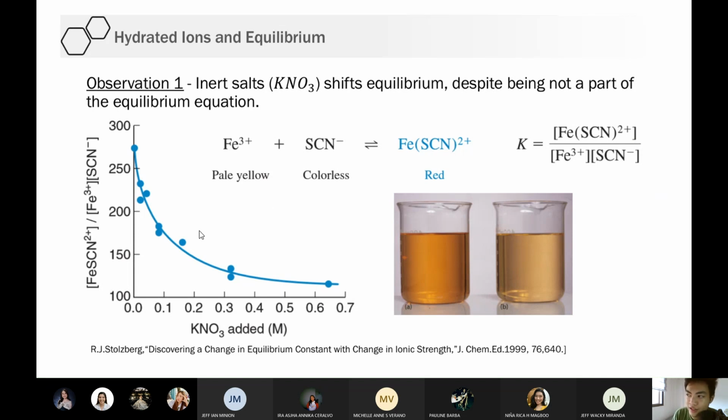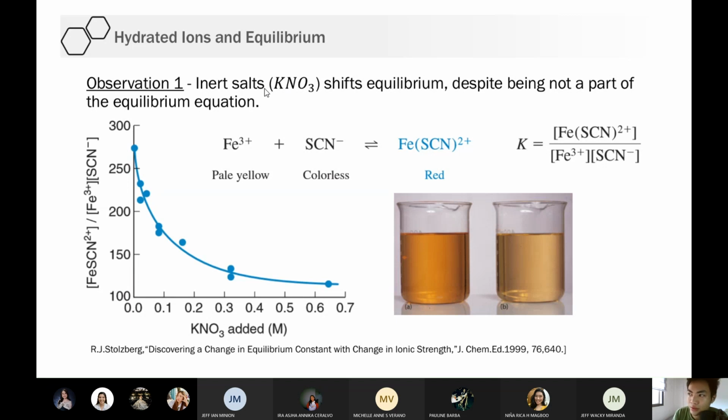And this is the graph of the reaction quotient or the equilibrium constant. Suppose the initial equilibrium constant for this solution is around 275. But when inert salt such as potassium nitrate is added, what happens to the equilibrium? It begins being shifted to the left. So the equilibrium constant is now being shifted to the left when we add potassium nitrate.